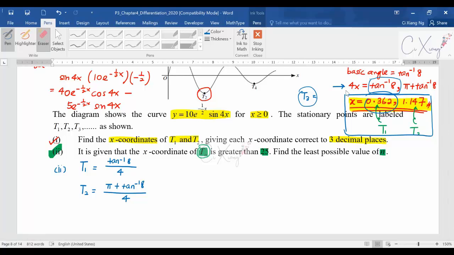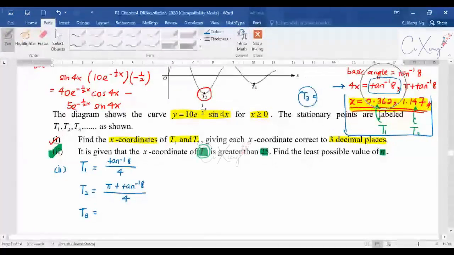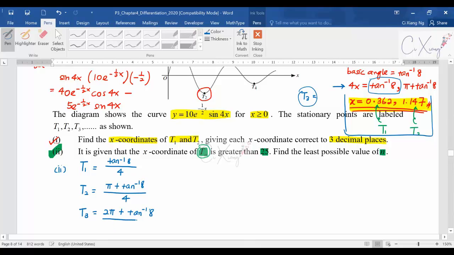Okay, all right, so now to get the T3, you need to go through one more round for the first answer. So that means you need to plus 360. So 2 pi plus tangent inverse 8 divided by 4.